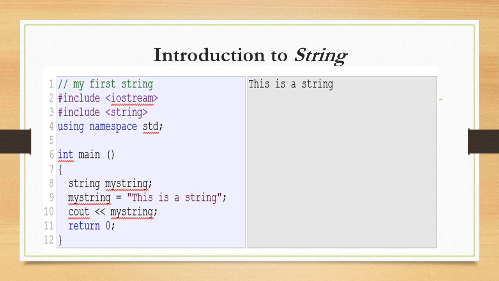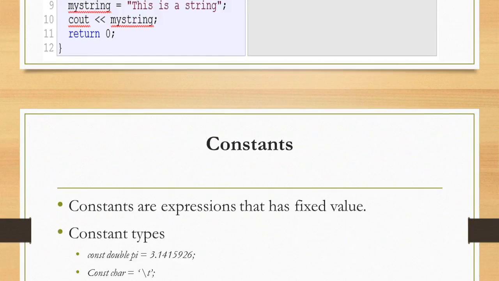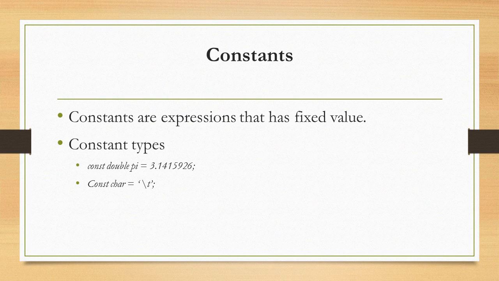So now my string is assigned this is a string. You can see this is a string is enclosed with double quotation marks. And of course, it's more than one character. It's a sequence of characters. Okay? Then cout my string. My string is containing this sequence of characters. This is a string. Then return 0. Of course, when you run this program, what are you going to see? This is a string.